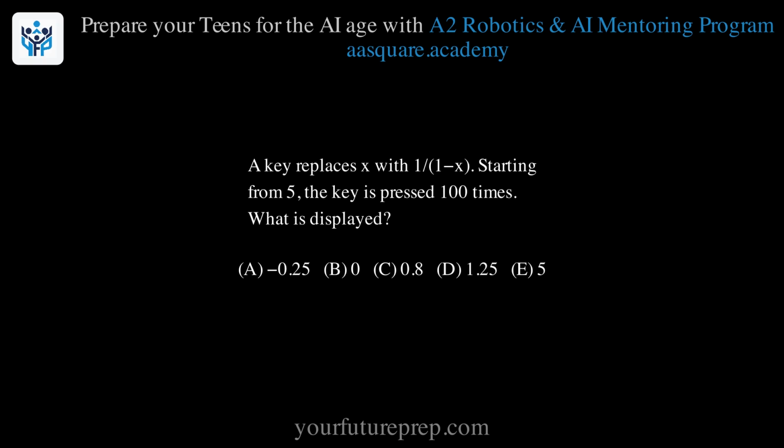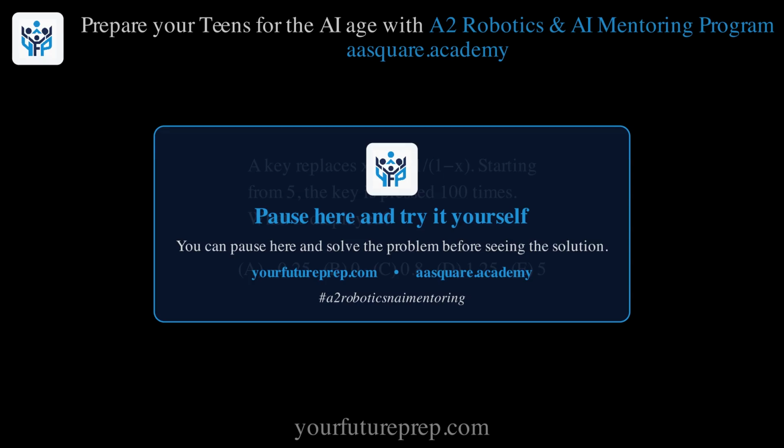For example, if the calculator displays 2 and the key is pressed, it displays -1. Now suppose the calculator displays 5. After the special key is pressed 100 times in a row, the calculator will display what? The choices are -0.25, 0, 0.8, 1.25, and 5. You can pause here and solve the problem before seeing the solution.